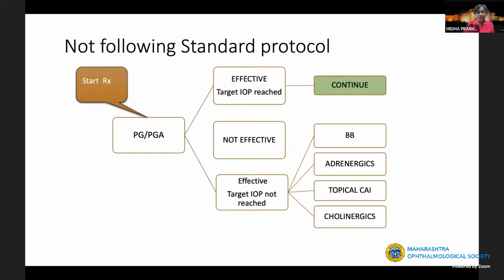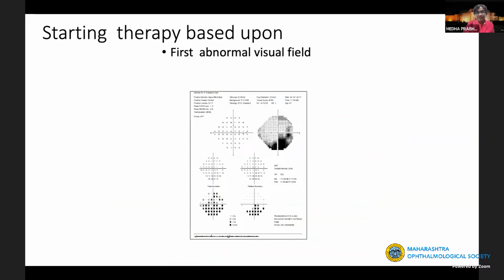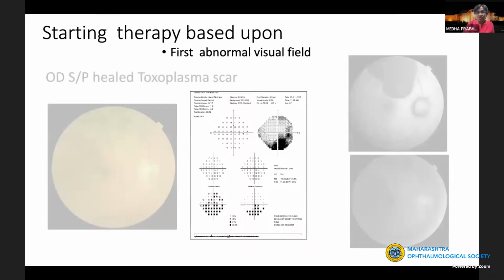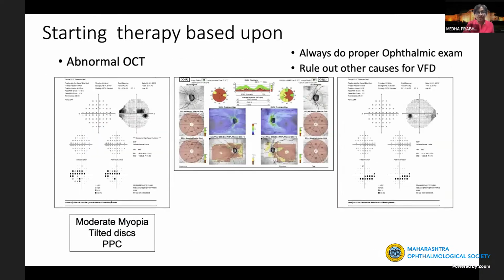Another mistake is not following standard protocols, that you have to start with one molecule. If it is effective, you need to continue. If it is effective, but the target IOP is not reached, you need to add. And if it is not effective, we need to switch. Starting therapy on the first abnormal visual field is also a mistake. This can be something else and not glaucoma. So you need to look at the fundus very clearly.